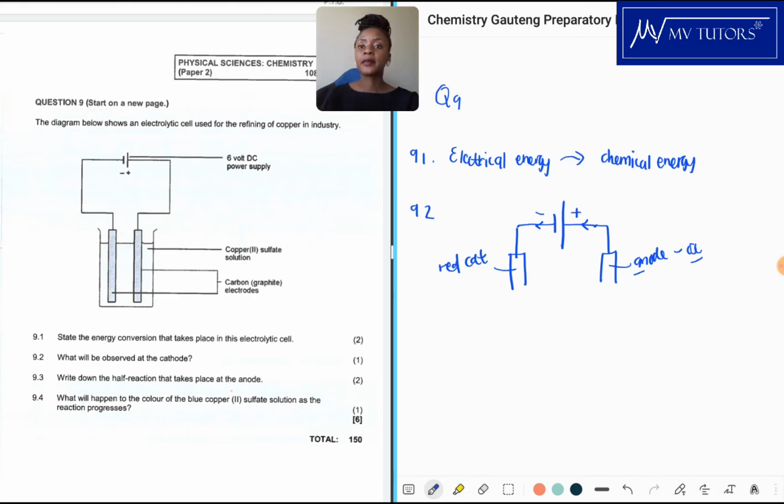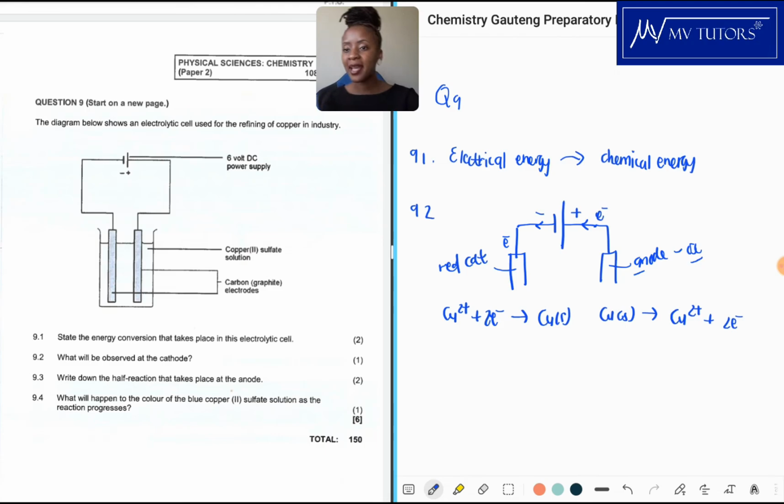Your electrons flow from the positive terminal all the way to the negative side. The copper at this side is oxidized until you have your copper ions, and at this side you take those copper ions and form refined or purified copper.